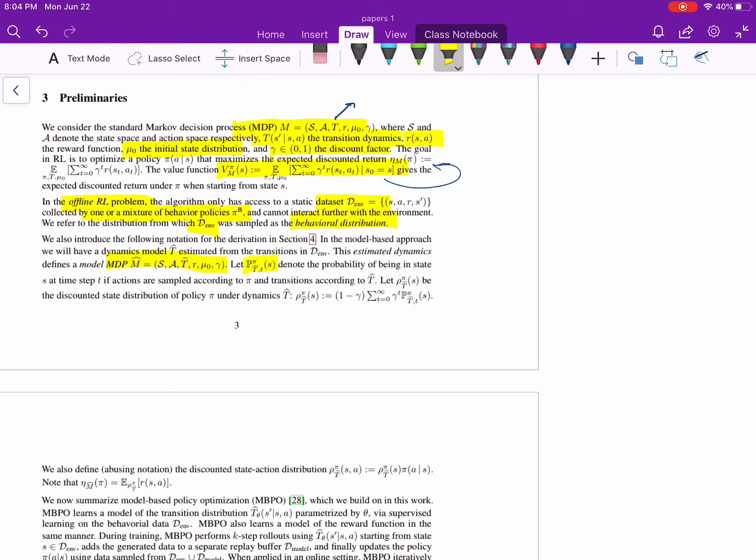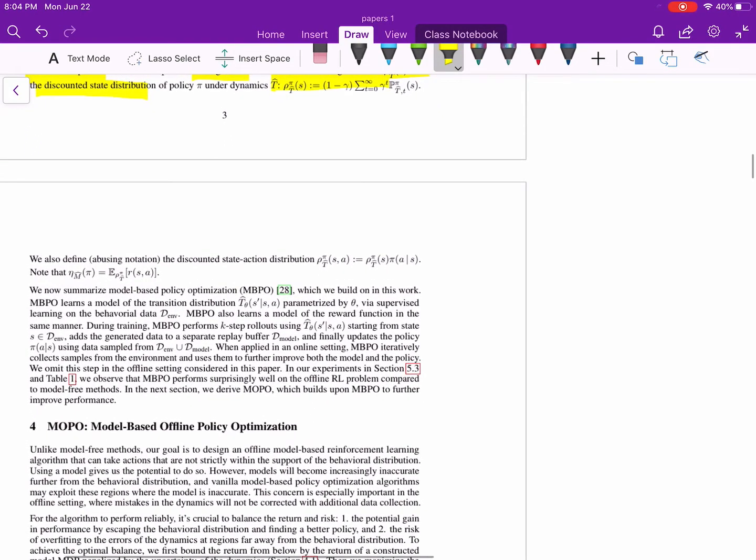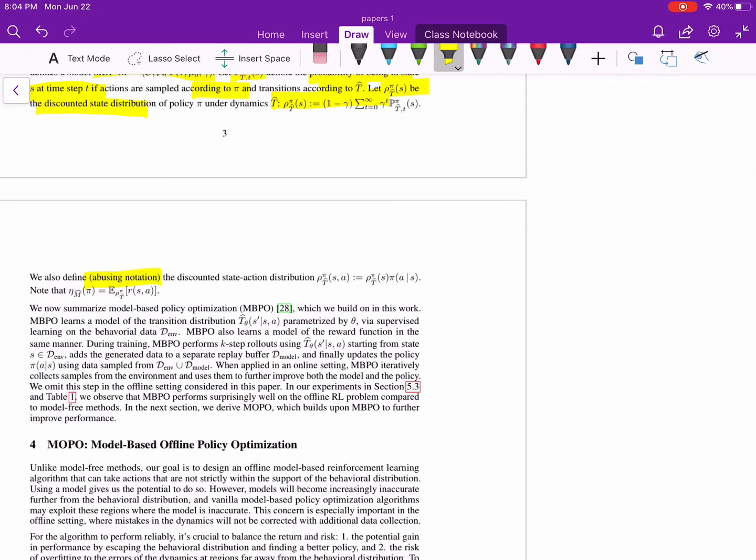This is the probability of being in state s at time step t when actions are taken according to pi, and transitions follow T. This is a lot of notation, but we can process this. This rho is the discounted state distribution, the usual long-term state distribution formula. By abuse of notation, this is the state-action distribution. This makes sense.